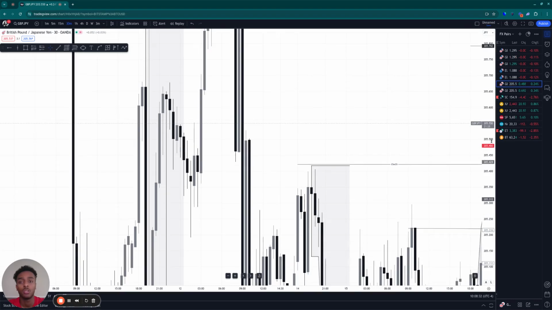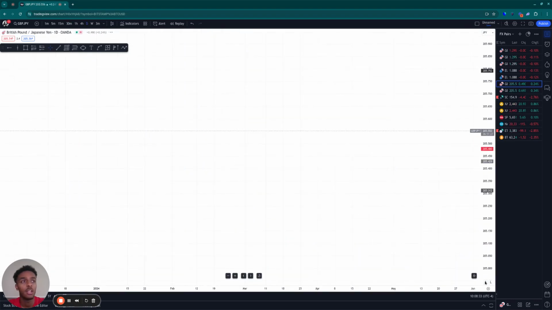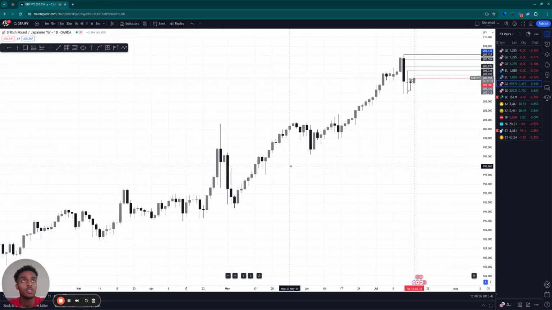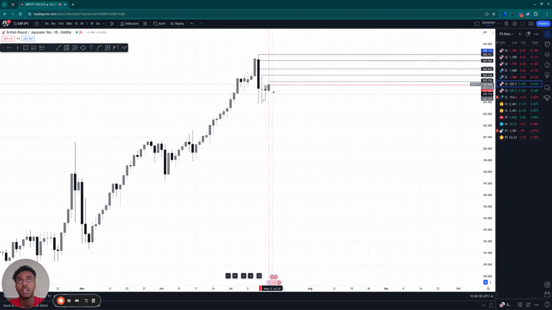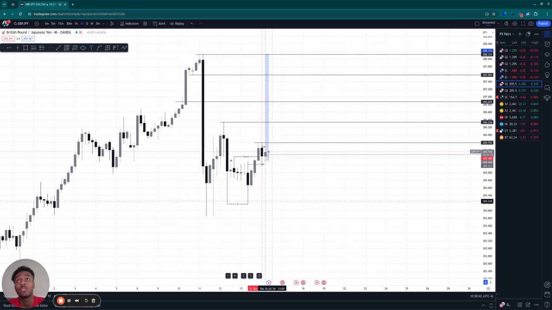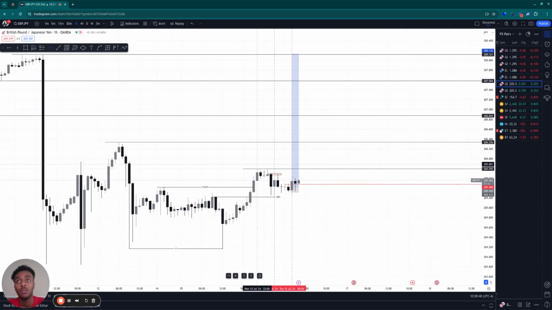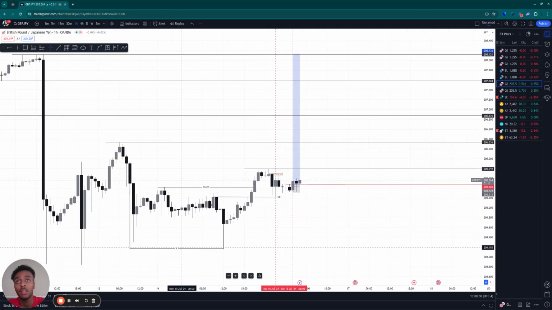So what did you notice on GJ? Daily structure is bullish, right? As you can tell, we're just trending higher. We haven't even broke daily structure to the downside. 4-hour structure is also bullish. We broke 4-hour structure here, mitigated this order block. The details were on the hourly. We took this liquidity right here, and we mitigated this order block.